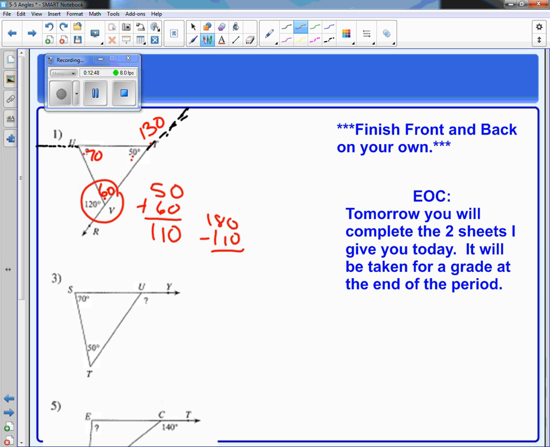130. Now, if this is 70, 180 minus 70 is what? 110. That's the exterior angle. So if I take my 120, 130, and 110 and add them up, I should get 360. So are my answers right? Yes. Okay, Ms. Hartman's going to do one on the board. It's your number 7, on the back of that same worksheet.